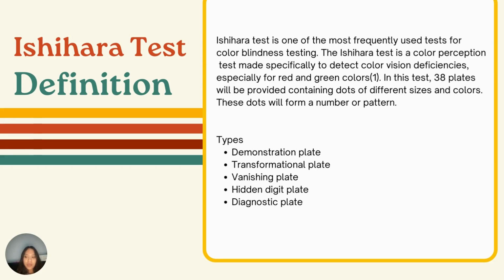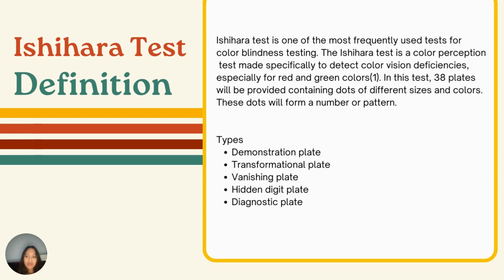Ishihara color plates have several types. The first type is the demonstration type. Both individuals with normal vision and color vision deficiency can identify the plates because the function of these plates is only to demonstrate how the Ishihara test works.